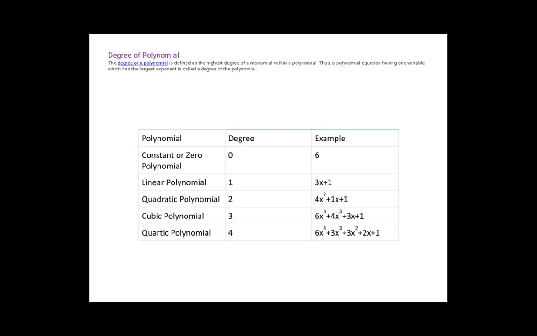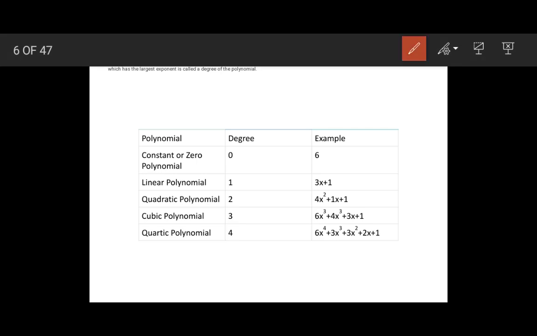Now let us say the degree of polynomial. The degree of polynomial is defined as the highest degree of a monomial within a polynomial. Thus, for a polynomial equation having one variable, the largest exponent is called the degree of the polynomial. Monomial means an expression with a single variable.